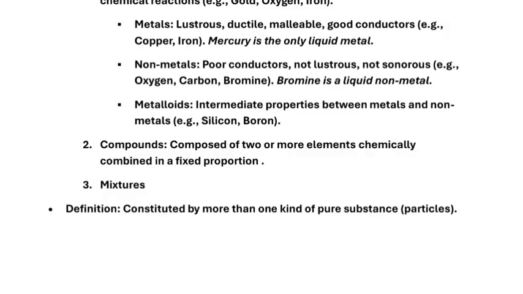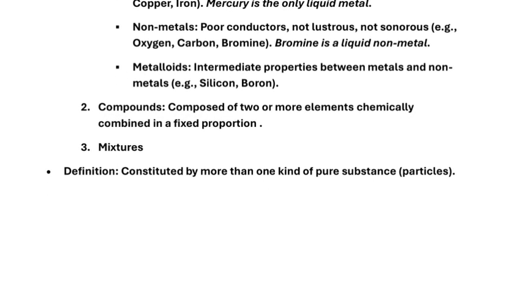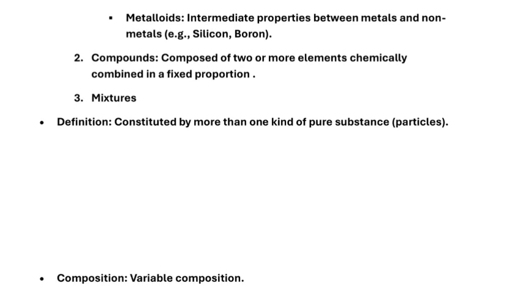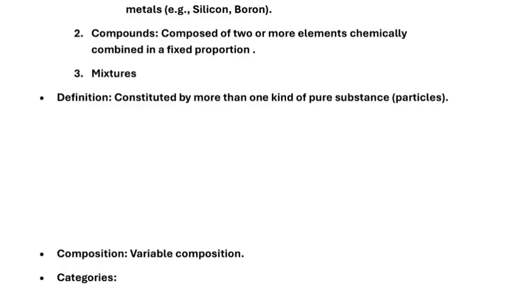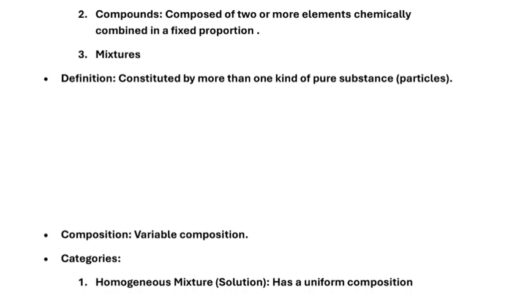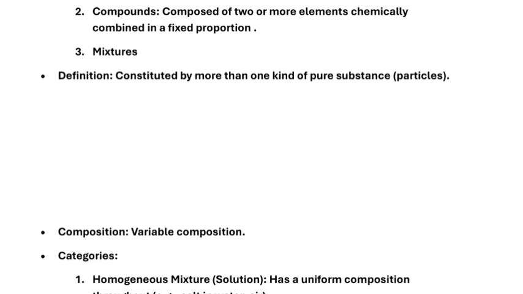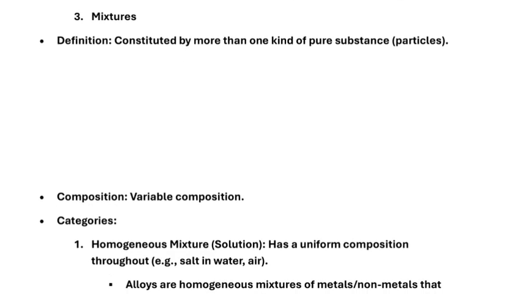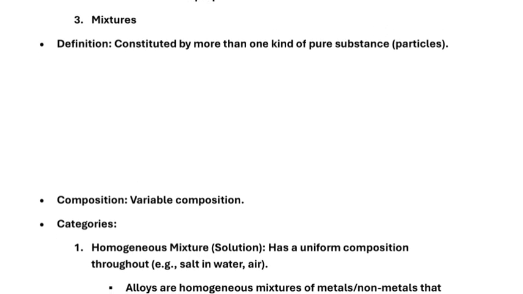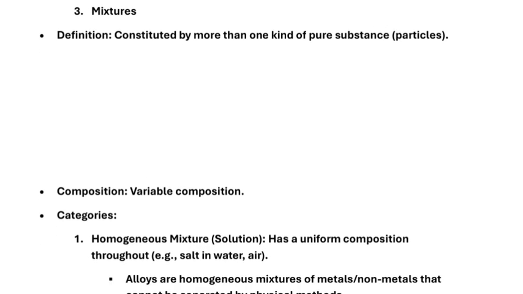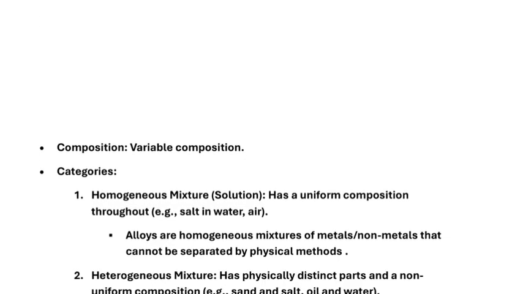Nonmetals: poor conductors, not lustrous, not sonorous, example oxygen, carbon, bromine. Bromine is a liquid nonmetal. Metalloids: intermediate properties between metals and nonmetals, example silicon, boron. 2. Compounds, composed of 2 or more elements chemically combined in a fixed proportion. 3. Mixtures. Definition: constituted by more than one kind of pure substance, particles.